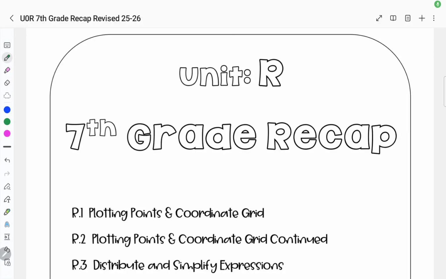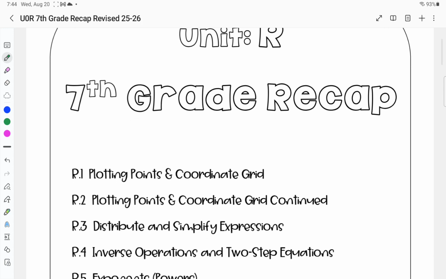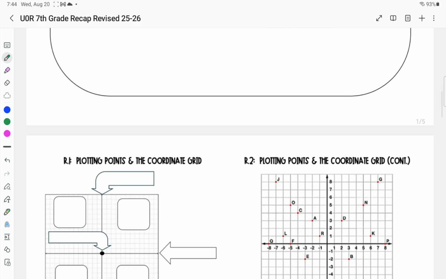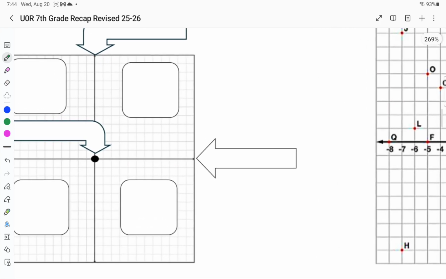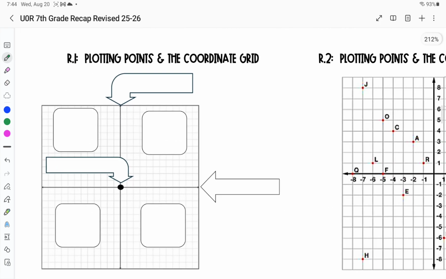Our first unit, which is unit 0, is just a review of our 7th grade. Today we're going to be doing R1 and R2, so plotting points in the coordinate grid and then just continuing it. So plotting points. The first thing that we need to do is go through and label our coordinate grid.